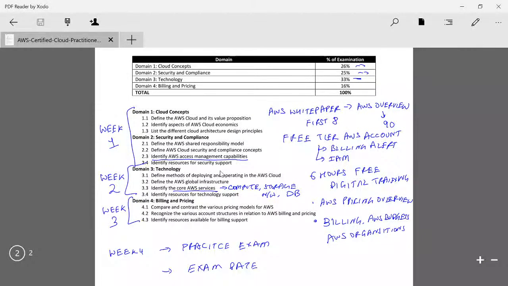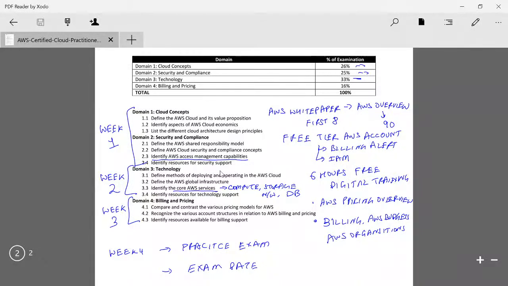So week one, we can focus on cloud concepts and security and compliance. Please feel free to watch the week one video on the YouTube channel. We have gone through the AWS white paper, not the entire white paper of 90 pages. We just went through the first 8 pages, which sets us up for this specific course. And then we created a free tier AWS account, and we started a bit of hands-on by creating a billing alert and creating IAM users.